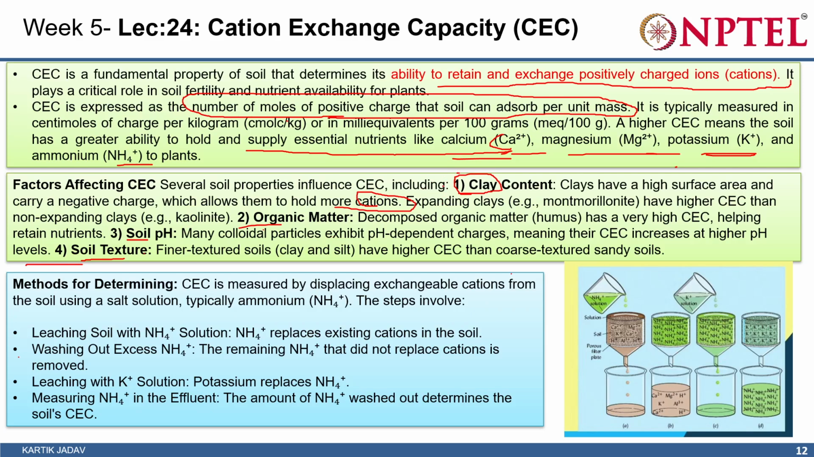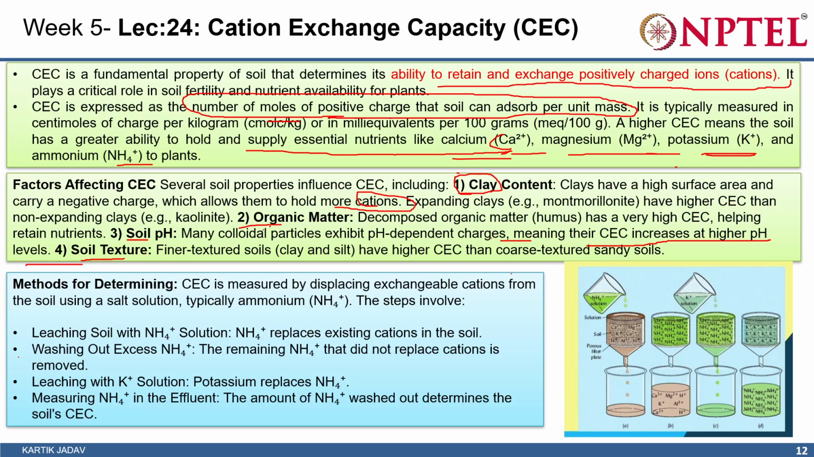Then organic matter. Decomposed organic matter or humus has a very high cation exchange capacity, helping again with nutrient retention and water holding. Then soil pH. Many colloid particles exhibit pH dependent charges, meaning their cation exchange capacity increases at higher pH levels, as we have discussed in the last slide. Then soil texture. If the clay content is higher, it has a higher specific surface area.